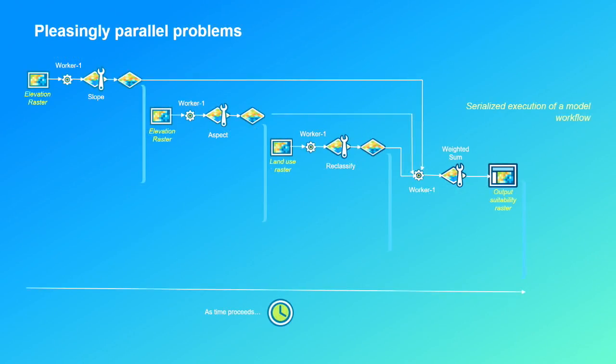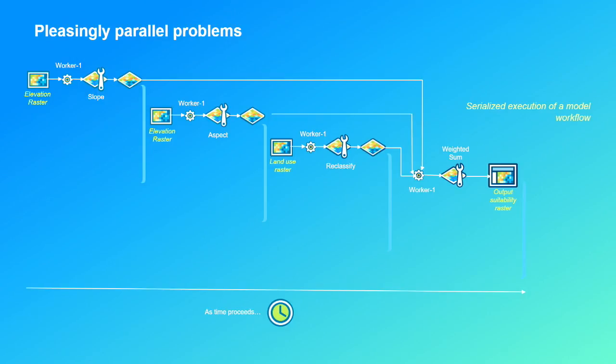So the common approach to do this would be in a serial fashion where you would use one worker process to execute these tools. So what I have here in this graphic is a suitability model workflow where I'm running 4 different analysis tools, and all tools are executed one after the other. So you start with the slope tool, the aspect tool, reclassify, and finally the weighted sum tool is executed.